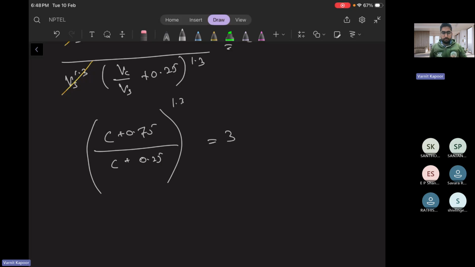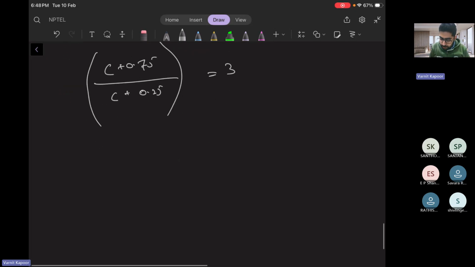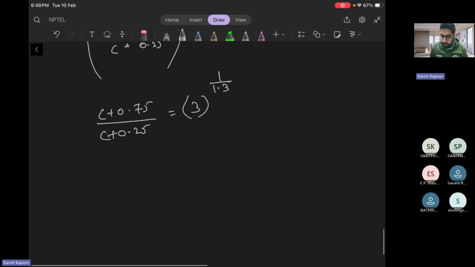Okay, this remains the same. And if you take 1.3 on the right hand side, you will get the C value eventually. So C plus 0.75 by C plus 0.25 is equal to 3 to the power of 1 by 1.3. From here, if you solve it, your C will come out to be 0.128. C will be 0.128.